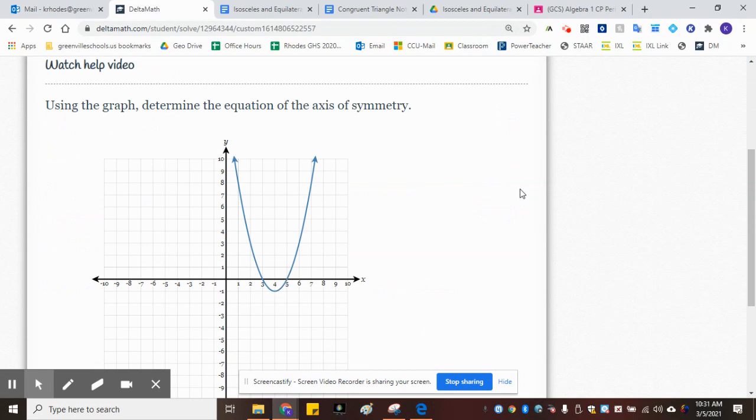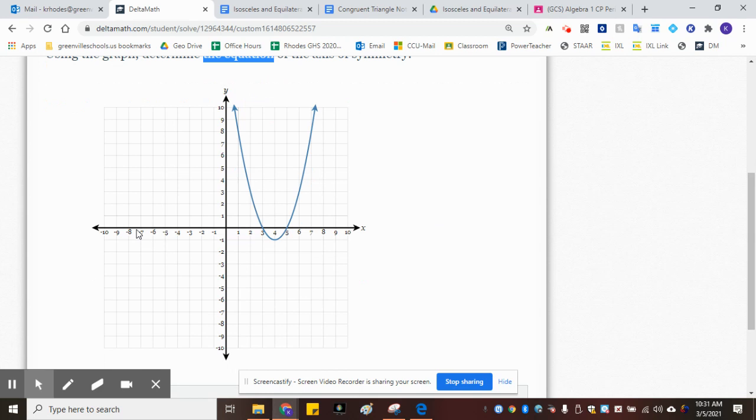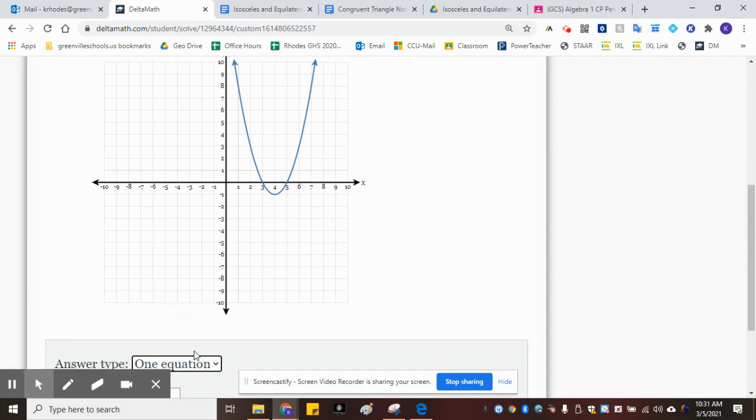This is just one example, one of each. All right, determine the equation of the axis of symmetry. So make sure you read. Look, it says the equation. So you know it's an equation.